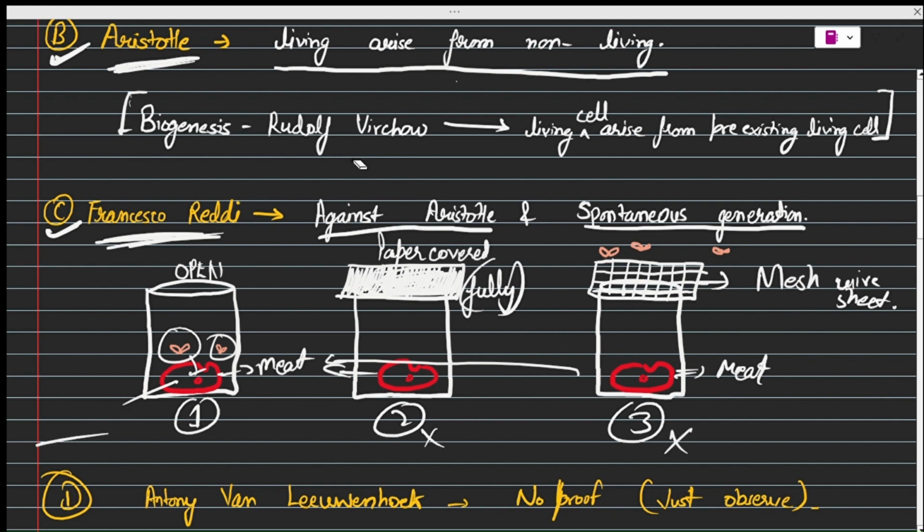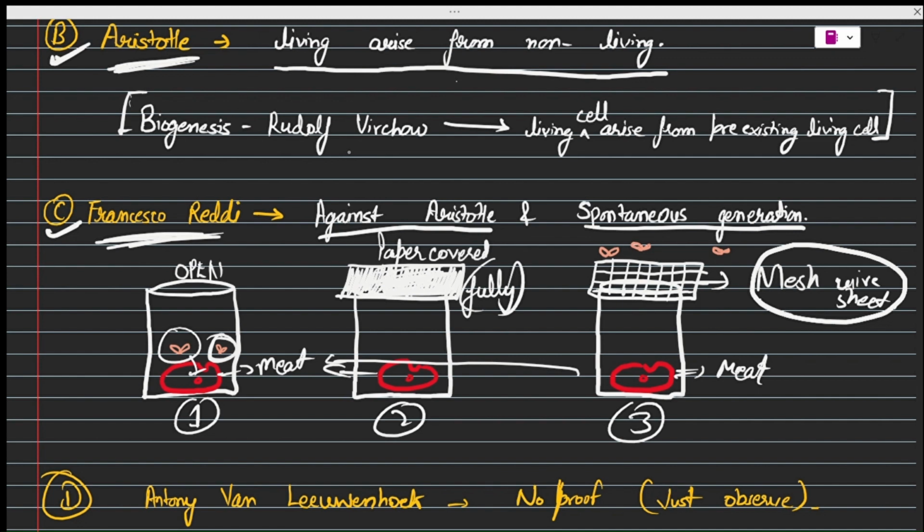And if you observe them and come to a conclusion, then it can be said that maggot was produced as flies were coming in contact with the meat and they were laying eggs. And when he observed very carefully, he observed a certain amount of eggs present on this wired mesh. Okay.